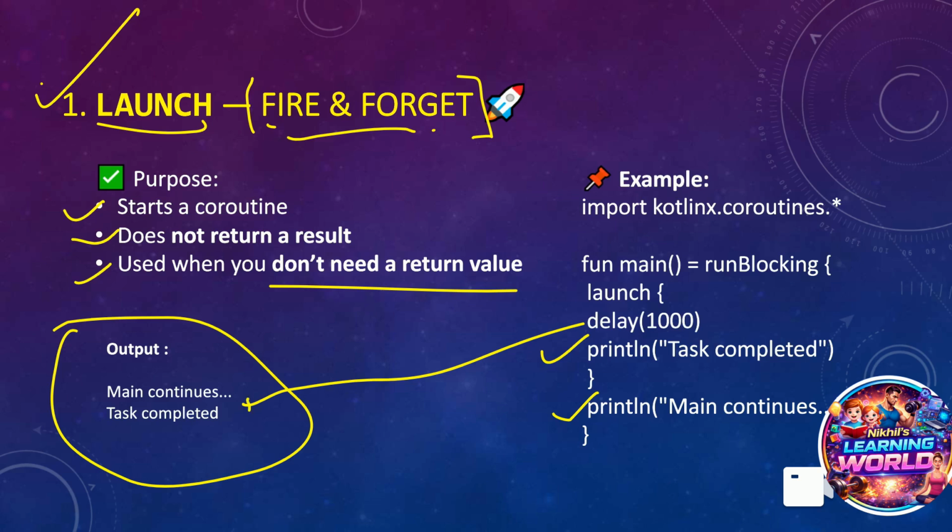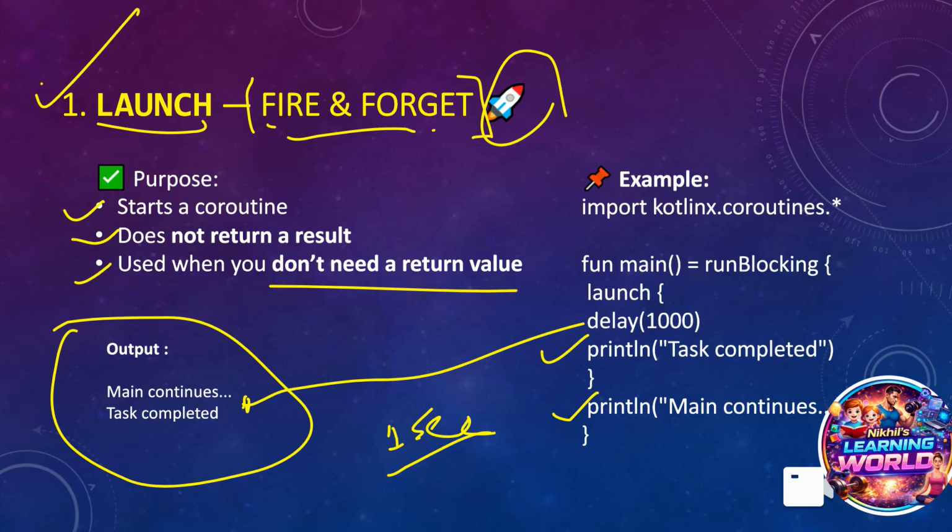So we have seen first coroutines. Coroutines are lightweight threads that allow you to write asynchronous code in a sequential manner. And launch is used when you just want to run something in the background and don't care about the result. You can say it's like launching a rocket but not seeing the result. It may be a crash or it may be a hit on the target.